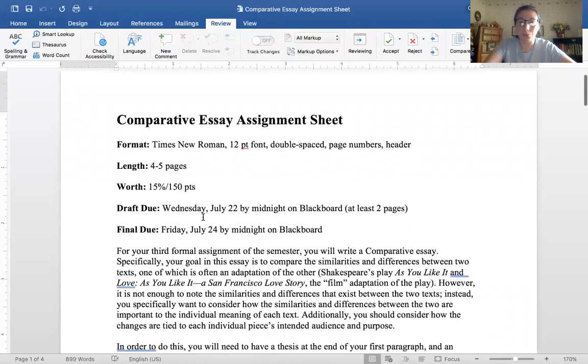Your draft is due Wednesday, July 22nd, by midnight on Blackboard. Please give me at least 2 pages. And your final will be due Friday, July 24th by midnight on Blackboard.